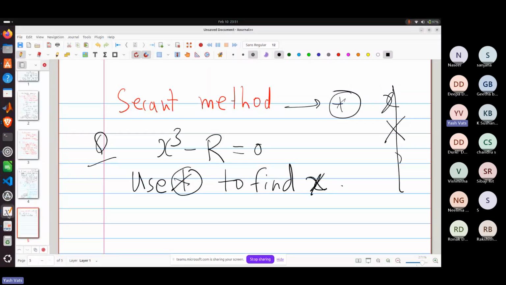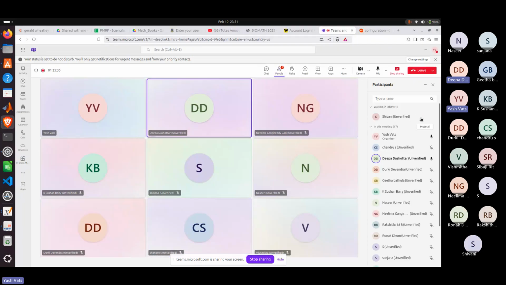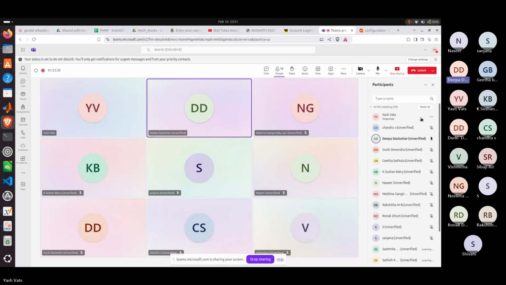What is that? x1 is x naught square plus x naught x1 square plus r, divided by x naught square plus x naught x1 plus x1 square. Okay, let's try that. So what's the formula that I have described?